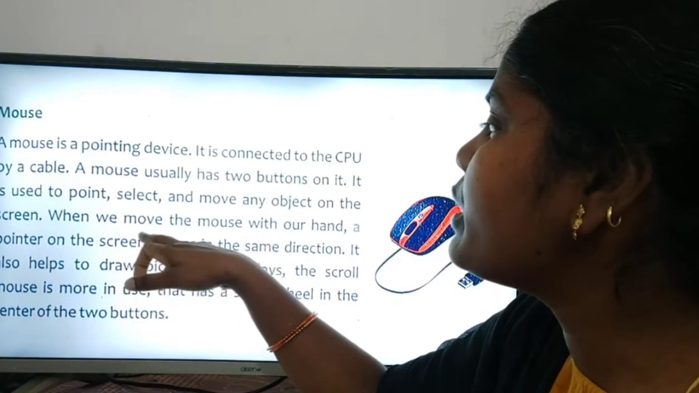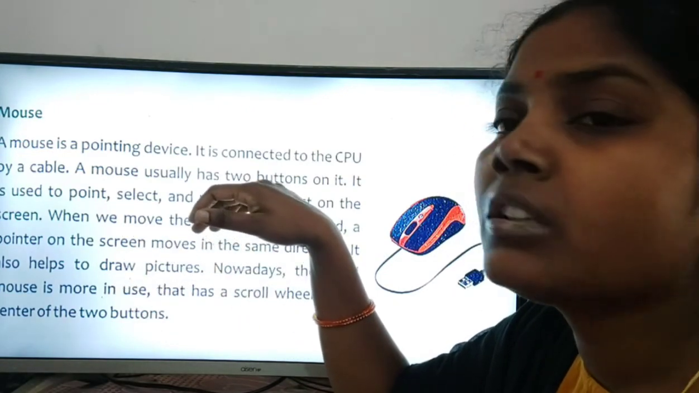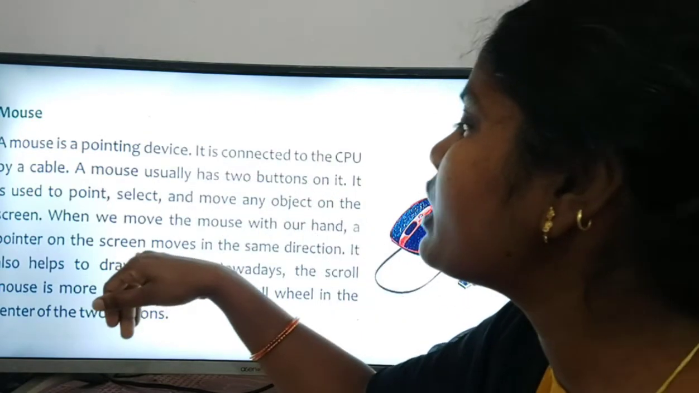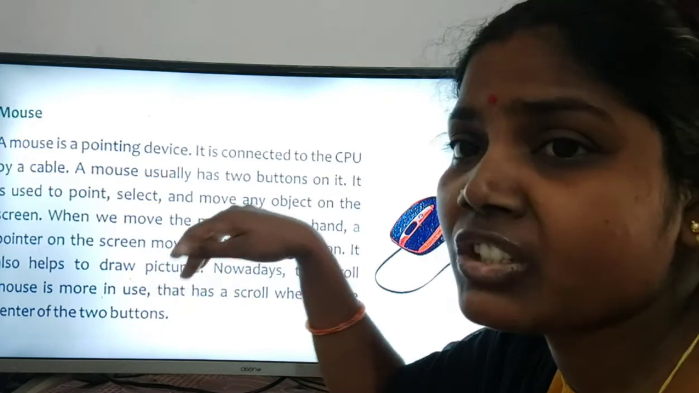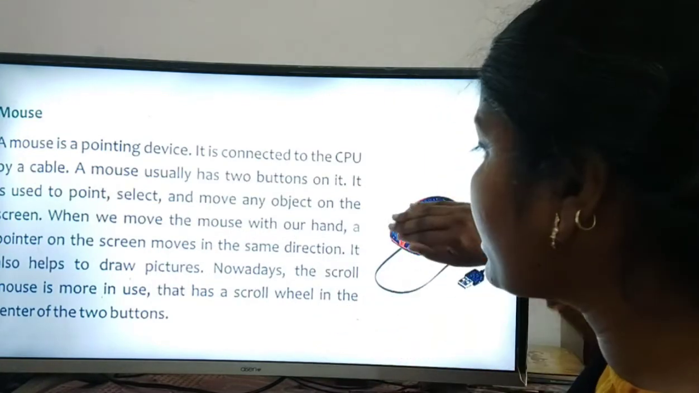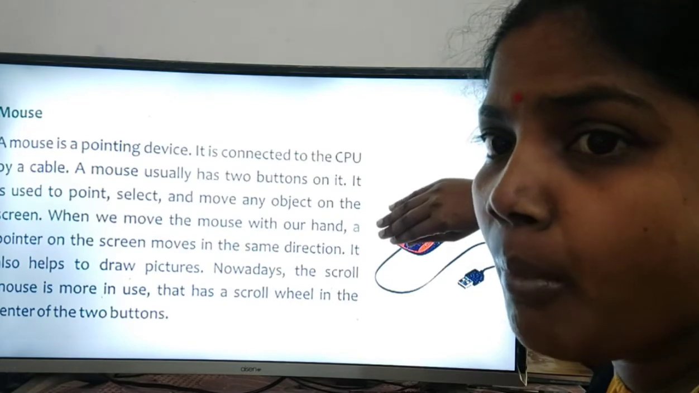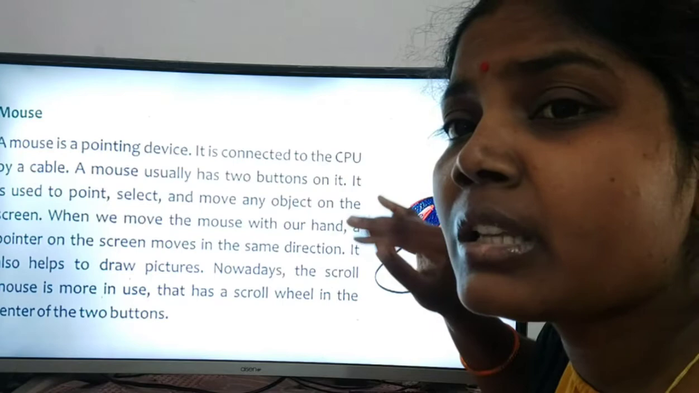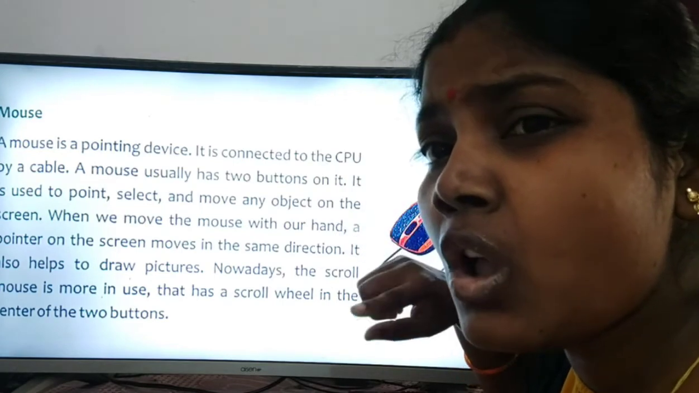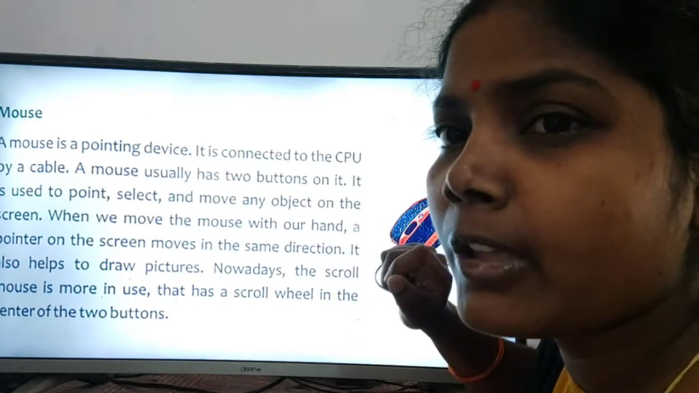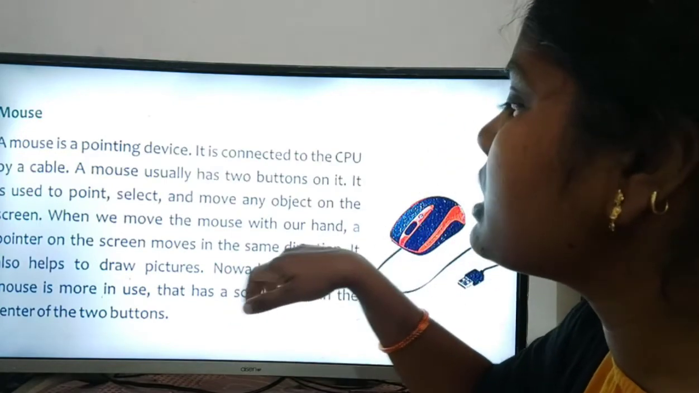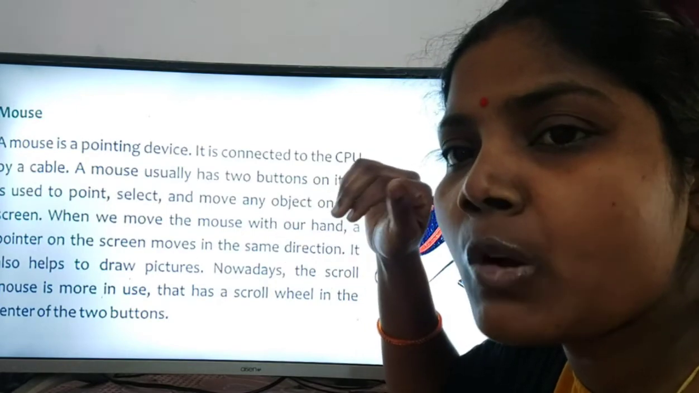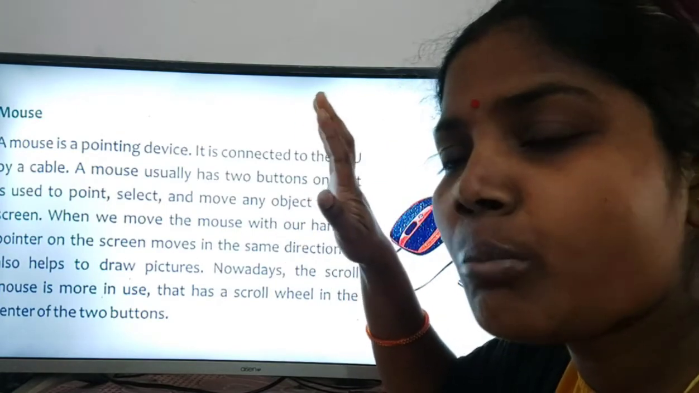Okay, so when we move the mouse with our hand, your pointer on the screen moves in the same direction. If we hold the mouse like this and shake it, the cursor also shakes the same way. It also helps to draw pictures. With the help of the mouse, we can draw pictures on a monitor.